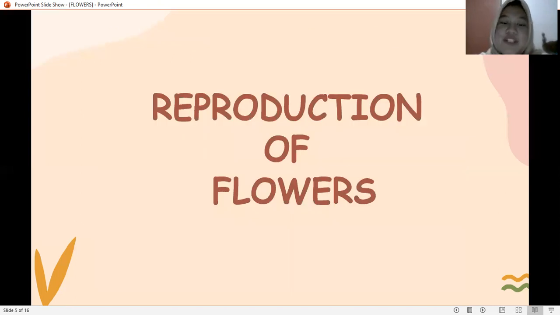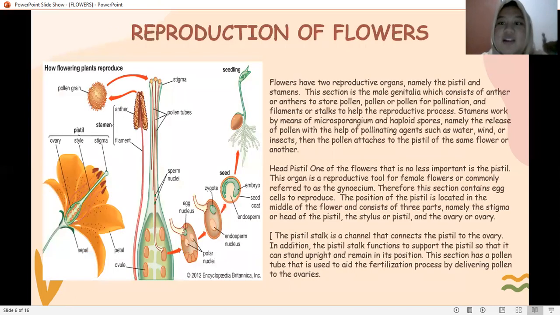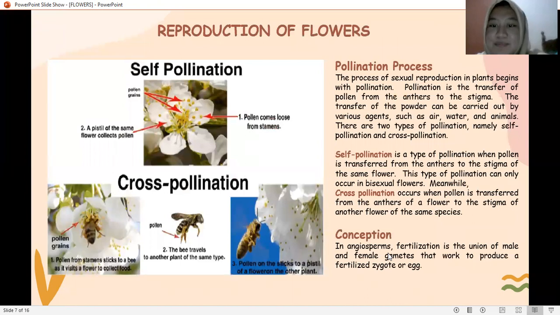This is the reproduction of flowers. Pollination process. The process of sexual reproduction in plants begins with pollination. Pollination is the transfer of pollen from the anthers to the stigma.